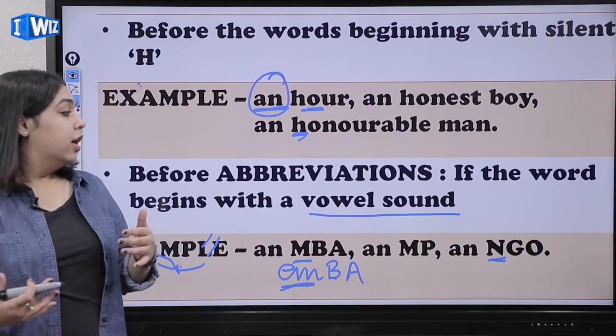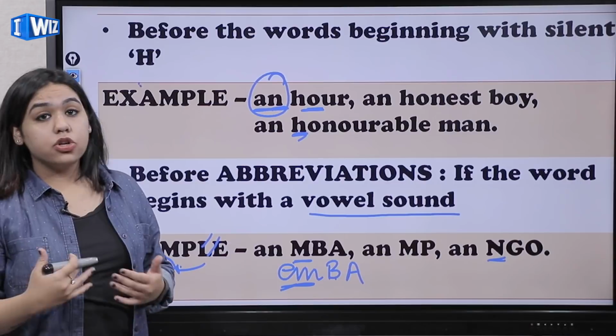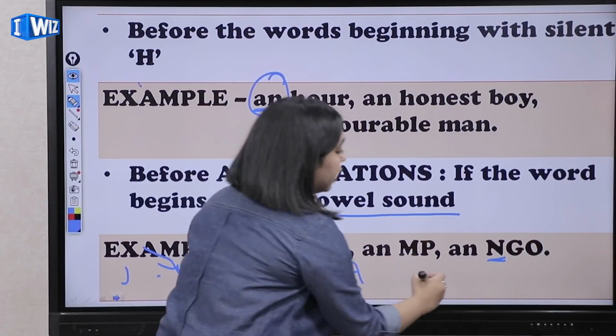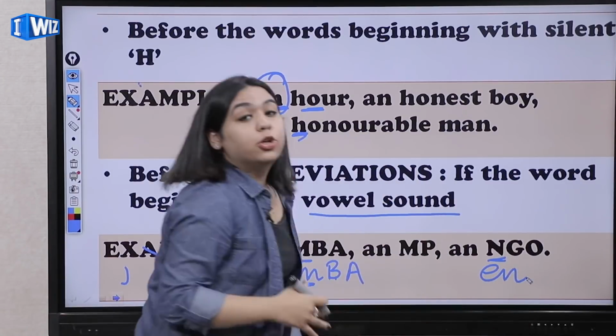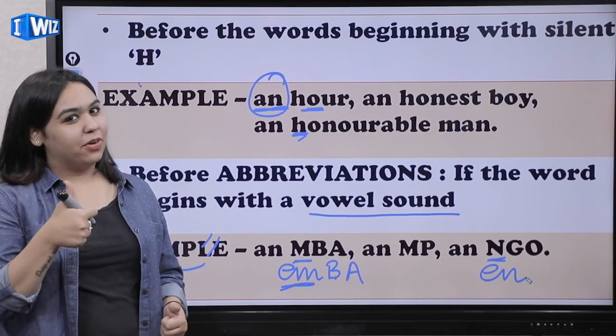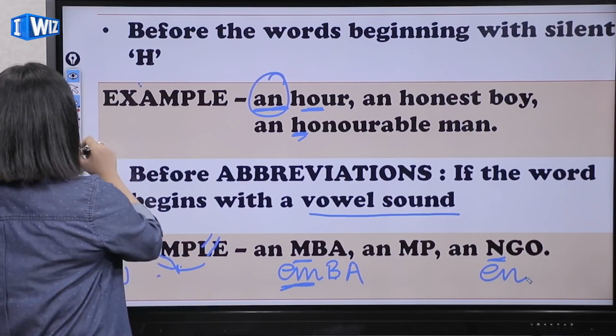Now some people will say that an NGO does not work, it's not right. It works, because listen to it carefully: N. It's again E, N. So we'll say, I am working for an NGO. Correct. Let's move on.